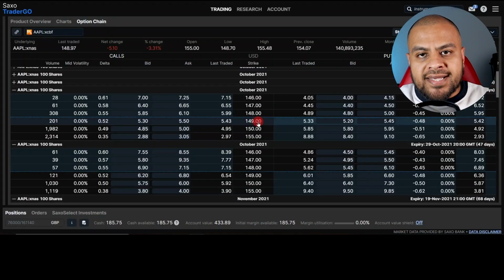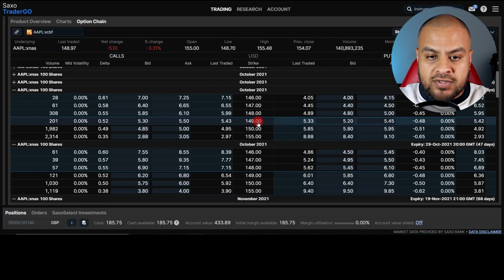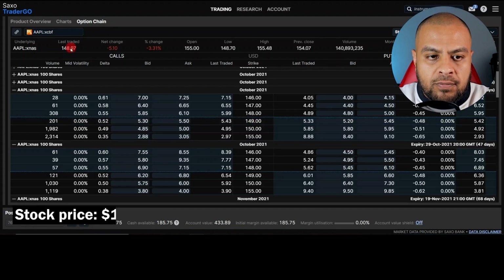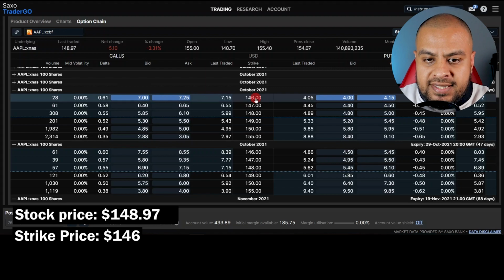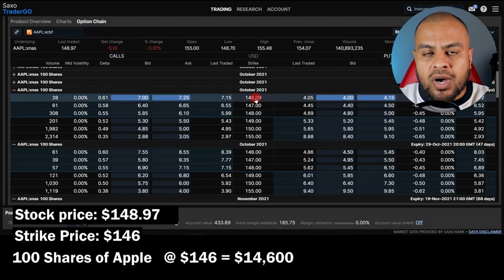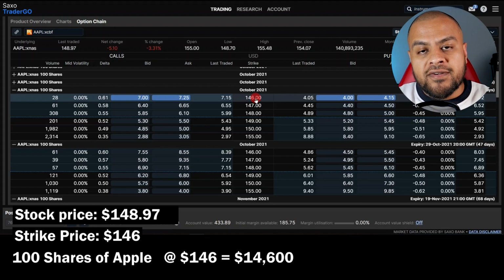So what if you want to exercise your option? What if you want those 100 shares worth of stock? For example, if the stock price of Apple is $148.97, I can buy this option that sits at $146. If I exercise it, that means I'm buying 100 shares of Apple at $146. But options are very rarely exercised because the profit is already baked into the option price.